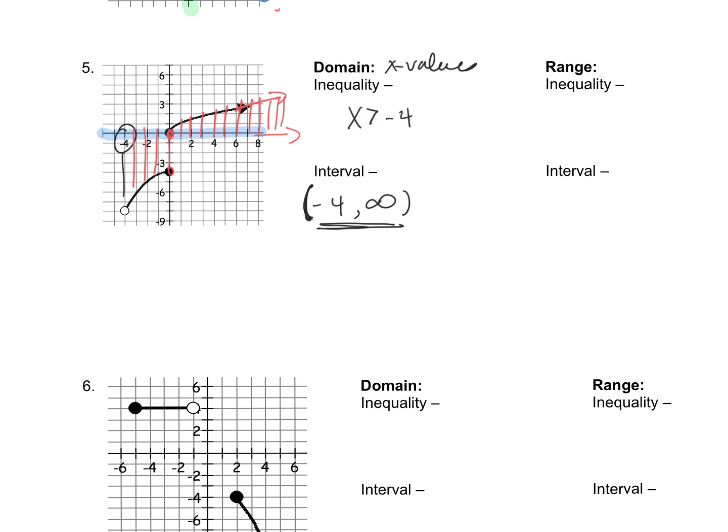Okay, let's look at range. Let me erase this. Now for range, what we want to look at is the values of the y-axis only. So let me just highlight my y-axis this way. Okay, and then I want to talk about how low it starts to how high it goes. So when we look at the y values, and again, remember these are y values.